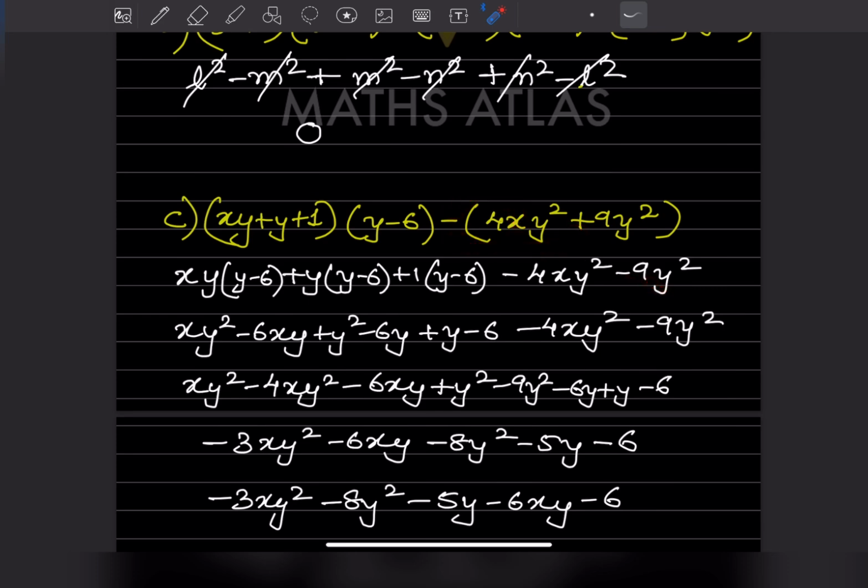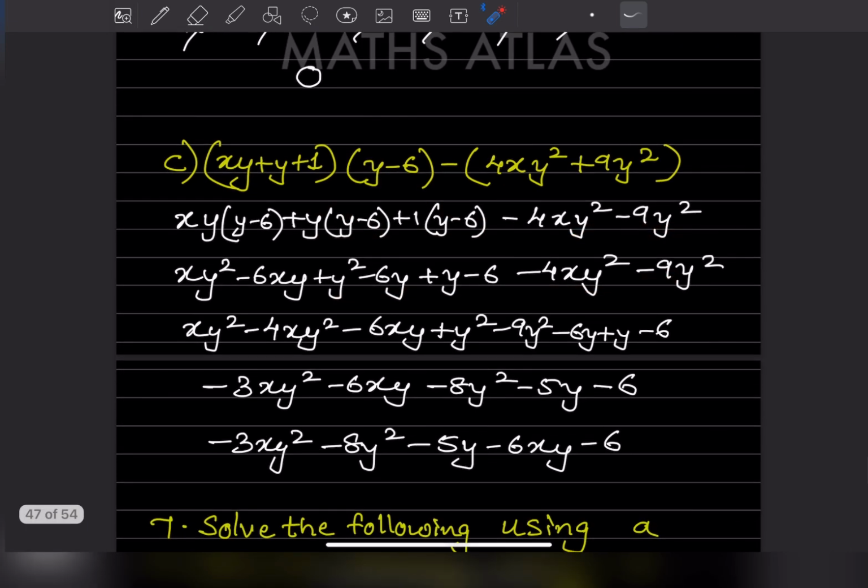So now after doing, we can solve this part. So first one, what will be that? Xy square, and this is going to be minus 6xy. So this is here. Again, this is going to be y square minus 6y. That is here. This will be just y minus 6. So this is here. And this is the same. So now let's see whether we can see something common here. That is the like term. So this is xy square.